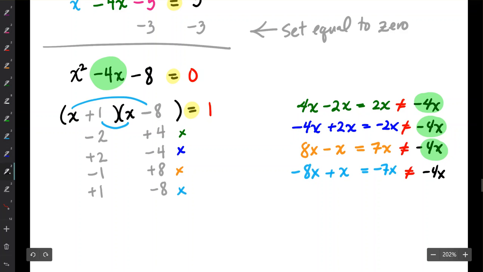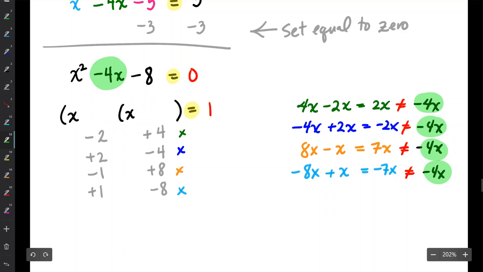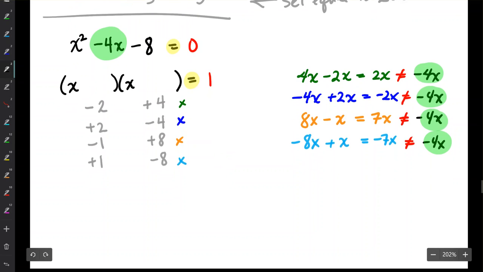So this thing is not factorable. We need the quadratic formula. And some of you might have just wanted to jump in with that right away. This is not factorable.